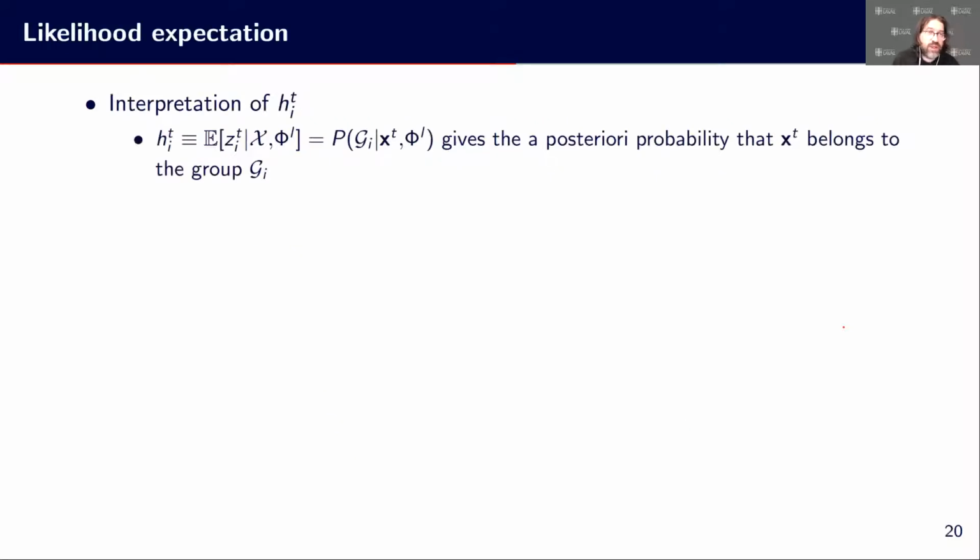So we need to interpret the h_i^t in some way. h_i^t here is really defined as the expectation over the z_i^t. So we don't see the z, but we can get what we expect to be the most likely value of z. The expectation is real-valued, and it corresponds basically to the probability that our x is coming from the group G_i. So it gives a posterior probability that x_t belongs to the group G_i. We can see this as a probabilistic observation of the hidden variable z_i^t.